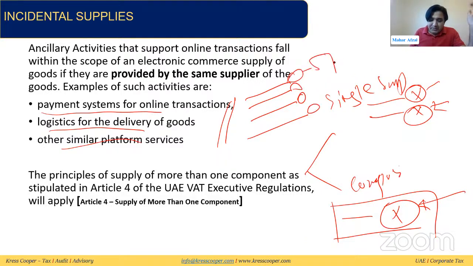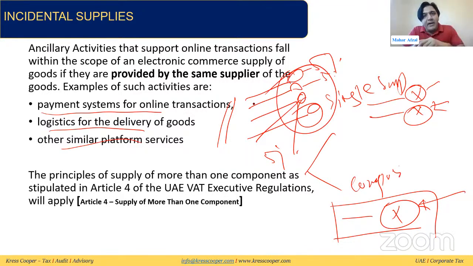It might be 5%. We know this payment might be 5%. For logistics, local passenger transport is zero or exempt, and local goods supply is 5%. We need to identify each component and each element individually. So what will be the tax position for each individual element? So it is related to the incidental supplier.